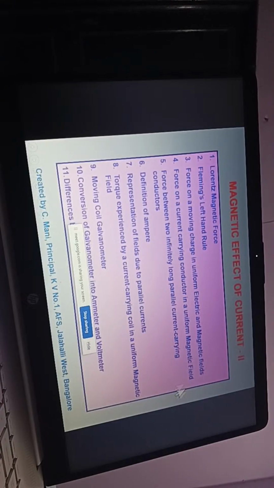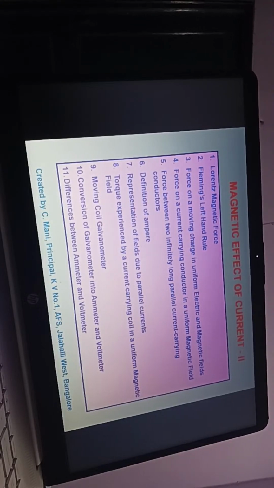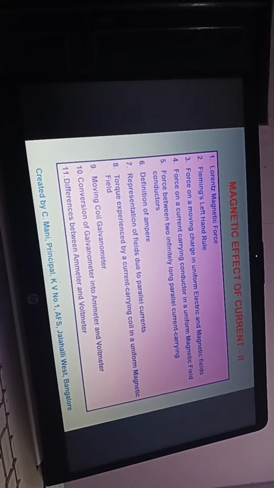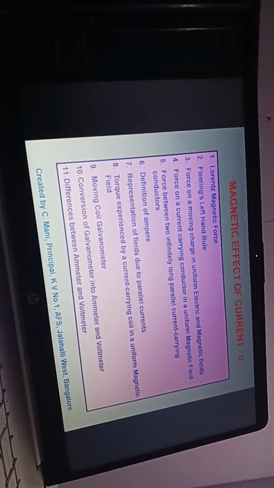What is the Lorentz force formula in terms of the current? One second, sir. F is equal to ILB sin theta. I means current, L means length of the conductor in the magnetic field, B is the uniform magnetic field, and theta is the angle between the current element and the magnetic field. This force is always perpendicular to both the magnetic field and the current.